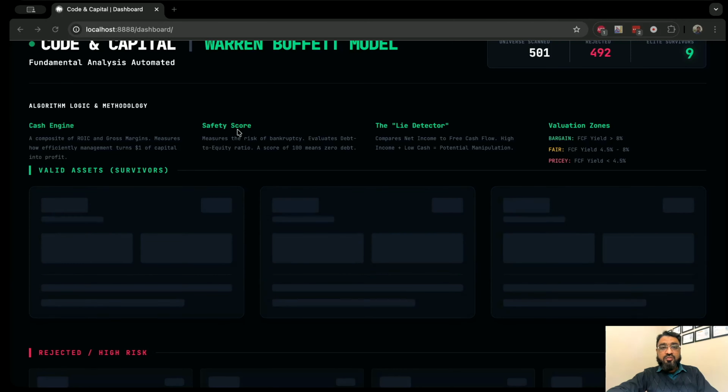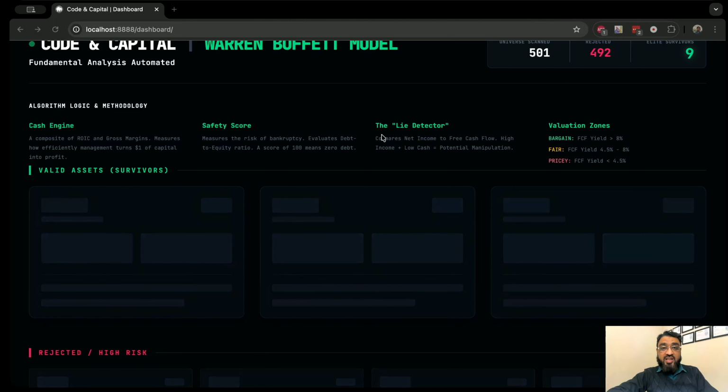Rule number 2, the safety score. Leverage is a trap. It boosts growth today, but destroys you when the economy is slow. My script calculates a safety score based on debt to equity. If they owe more than they own, the script flags them as fragile and moves on.